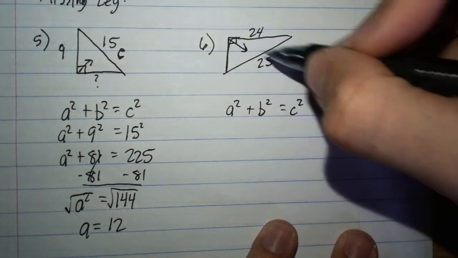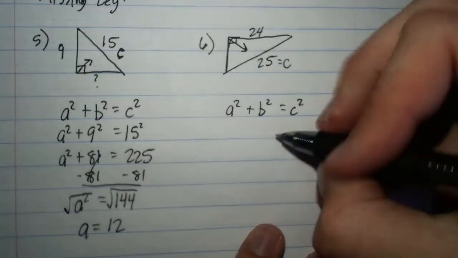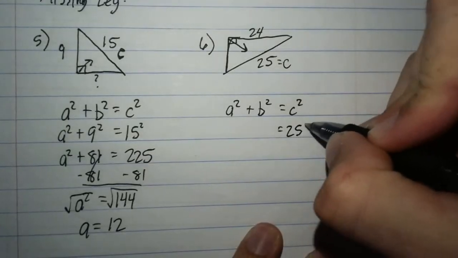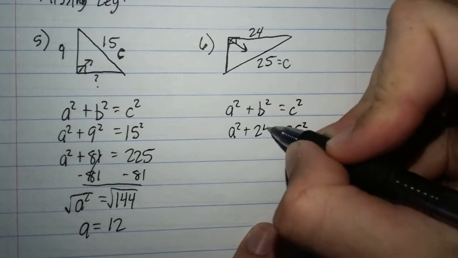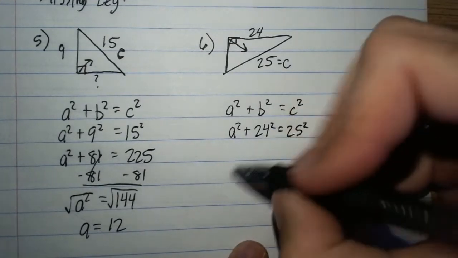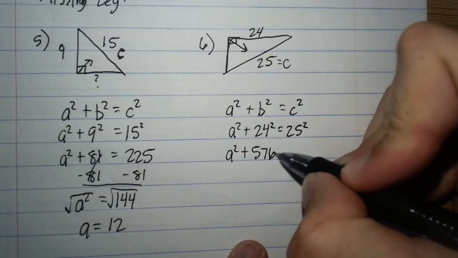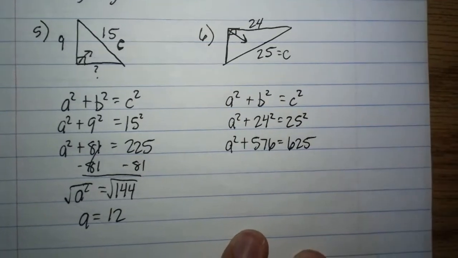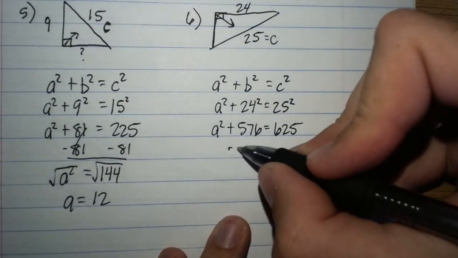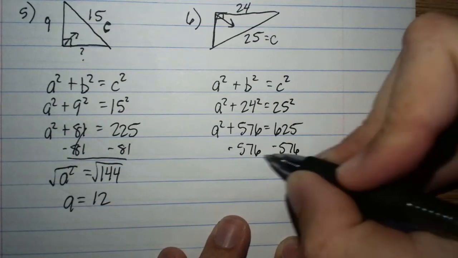Okay, last one here. We know this 25 has to be our C. It does not touch my right angle. Doesn't matter which of those numbers you fill in for there. You get a squared plus 576 equals 625. You subtract 576, subtract 576.